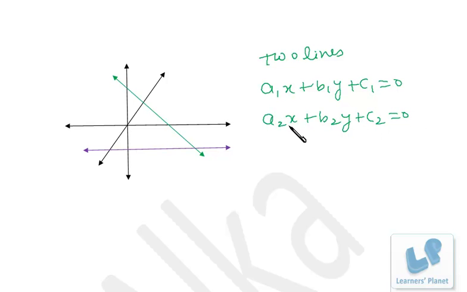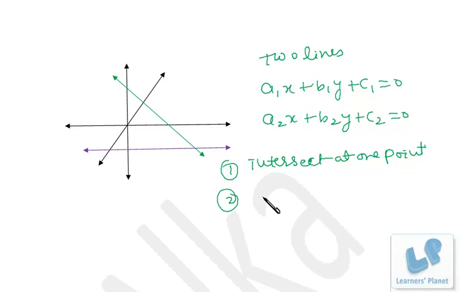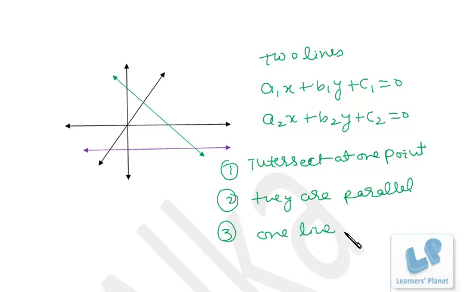Now these two lines, there are various situations. Okay, these two lines may intersect at one point. This is the first situation. The second situation, they do not intersect at all, or they are parallel. And the third situation is one line lies on the other. Right? So we discuss each situation one by one.